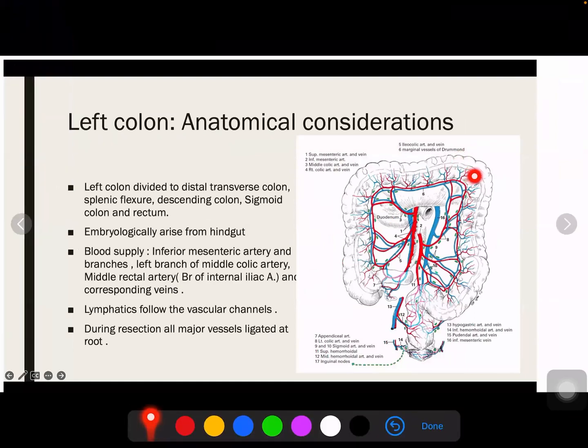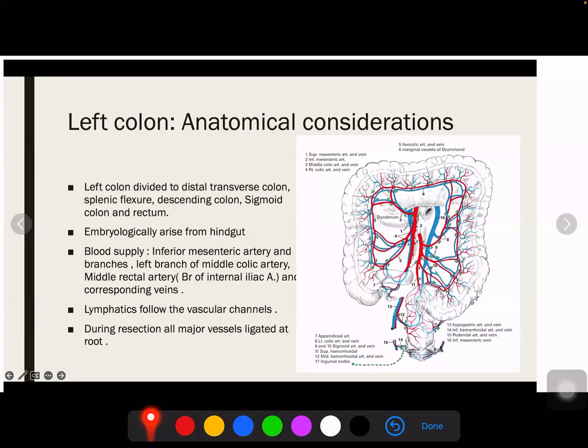So suppose you have a tumor at this point, you would probably take the left branch of the middle colic and then take the left colic here and do a segmental colectomy. Some people, if the tumor is around here, will take the left colic and the sigmoid and may do a sort of formal left hemicolectomy.